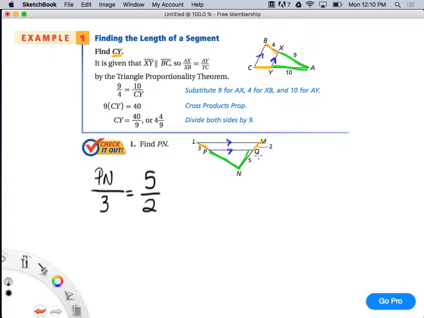What if you don't get the same answer? You would get the same answer. The only way you wouldn't is if you did 3 over Pn equals 5 over 2, because those aren't equal. The smaller over the bigger is not equal to the bigger over the smaller. It will always have to be in the correct order. Then I just multiply both sides by 3, which is the same as multiplying by 3 over 1. I get Pn equals 15 over 2, which is equal to 7.5. Does that make sense?